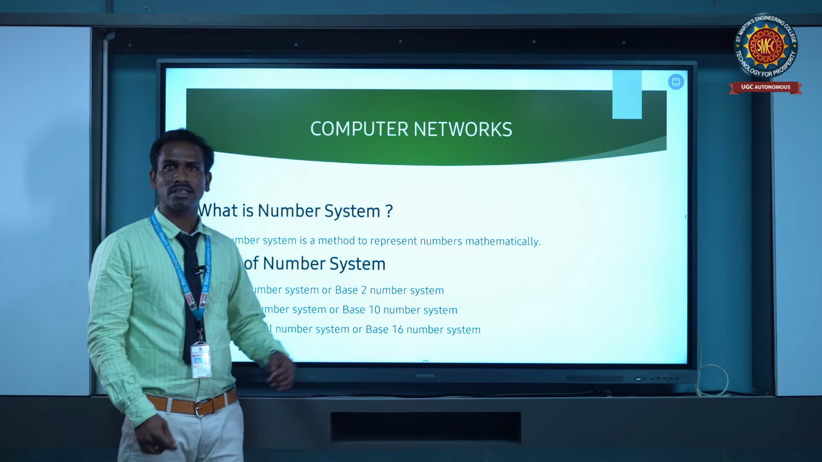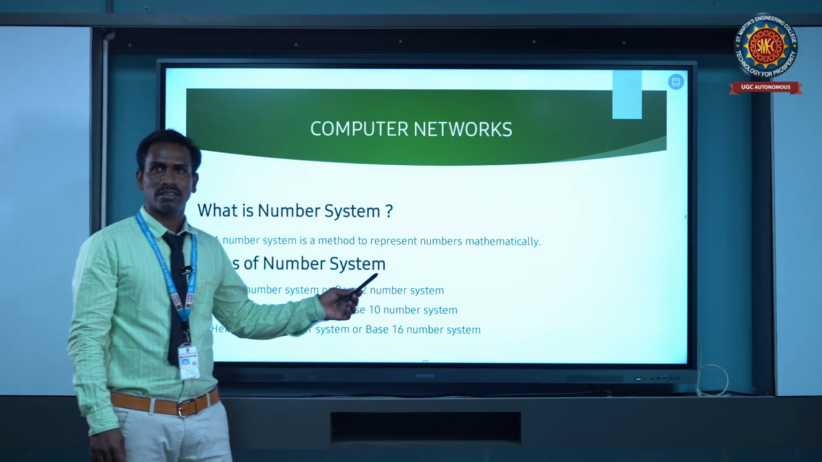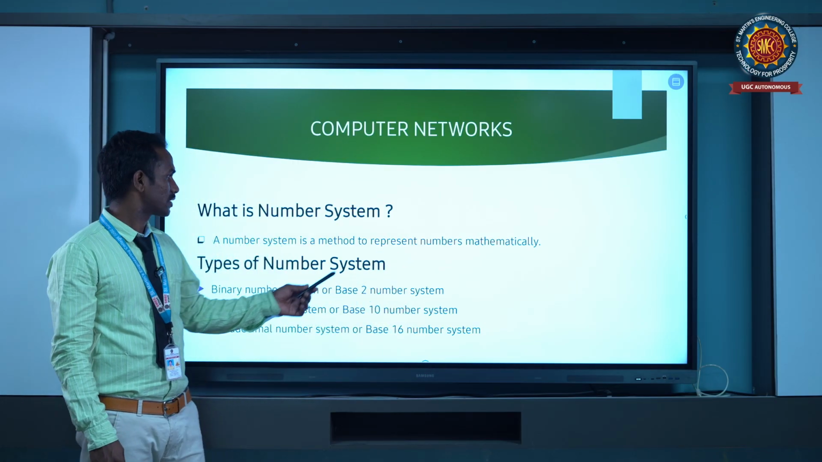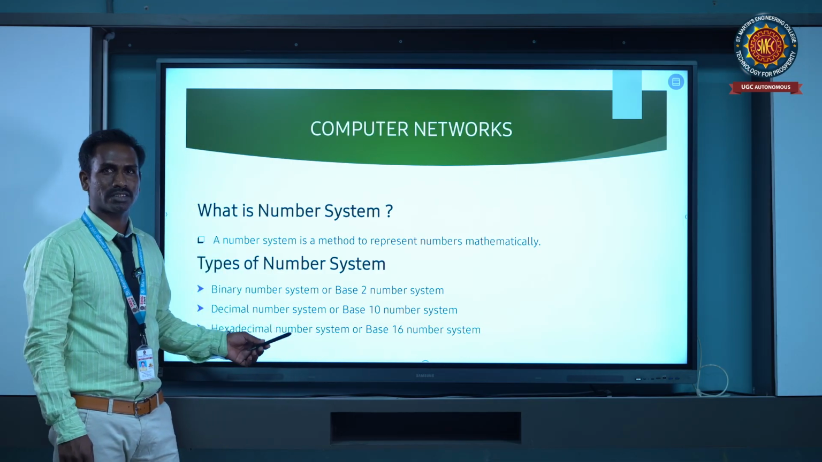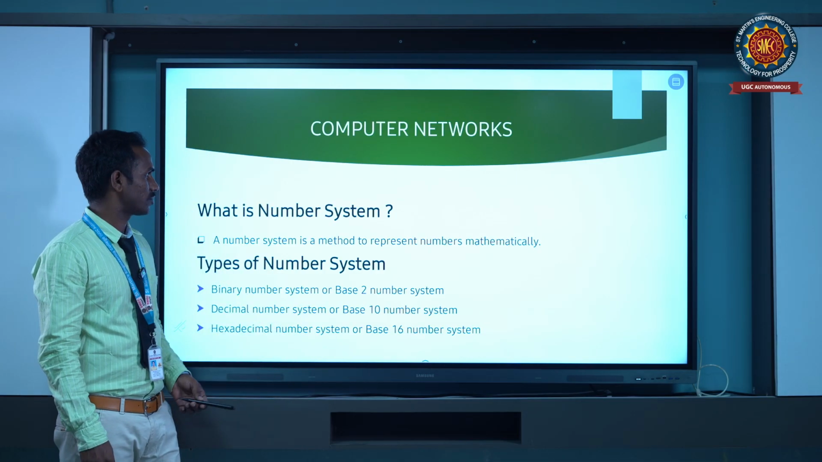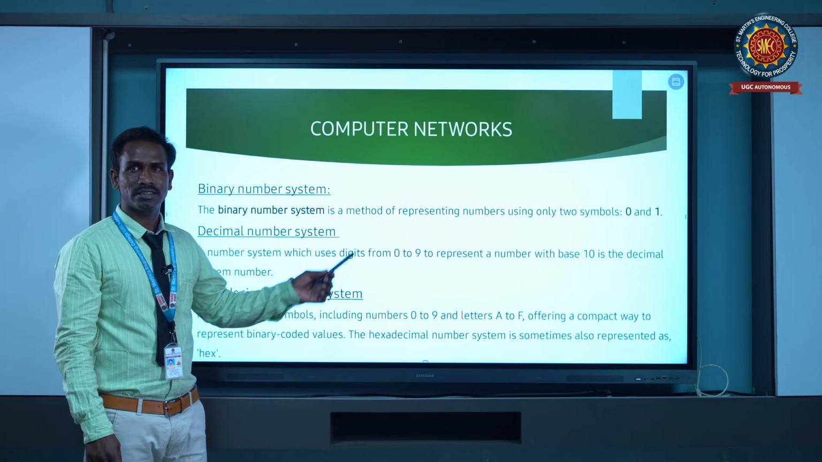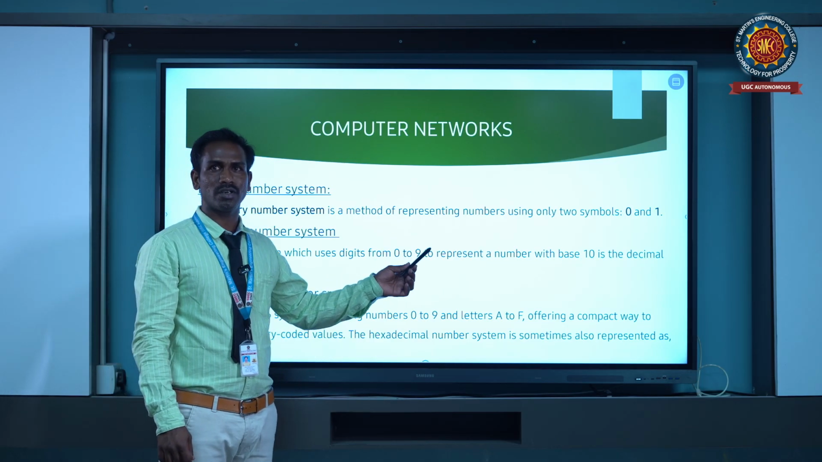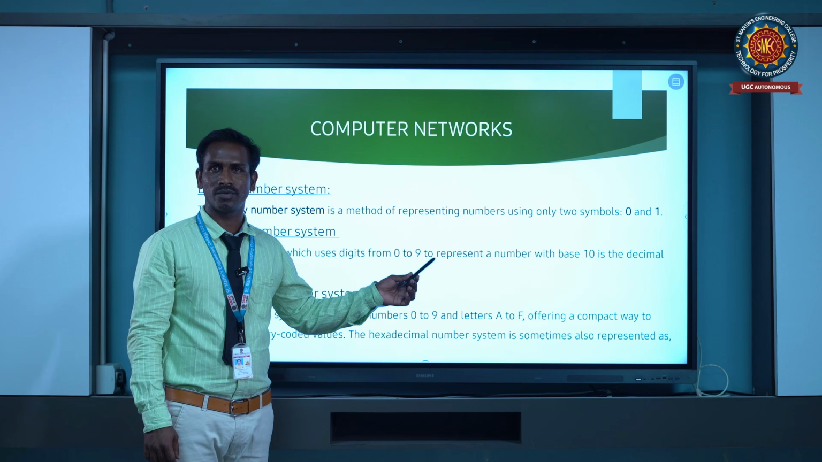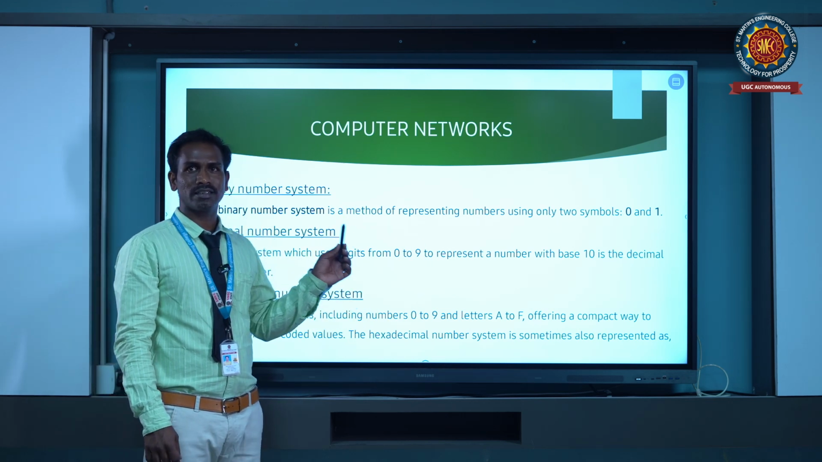The types of number system are binary number system, decimal number system, and hexadecimal number system. What is the binary number system? The binary number system is a numerical method that has two symbols, 0 and 1. That is the binary number system.